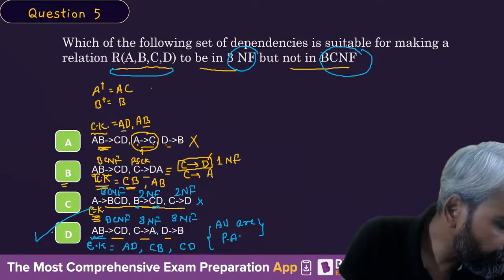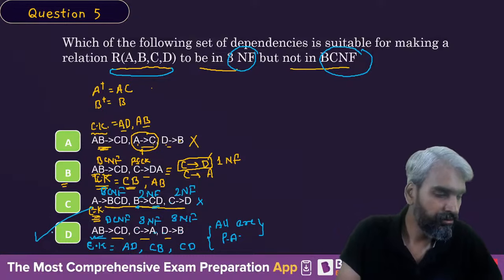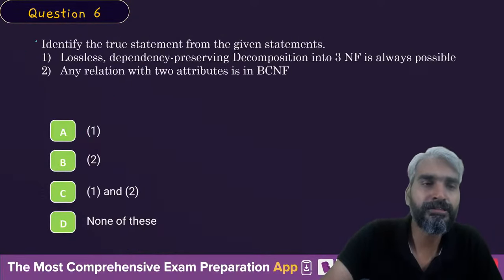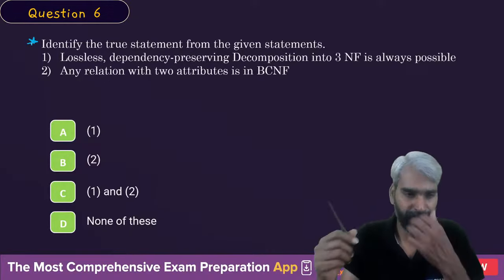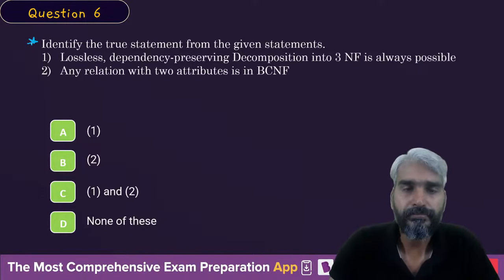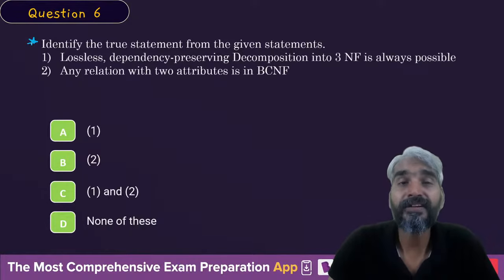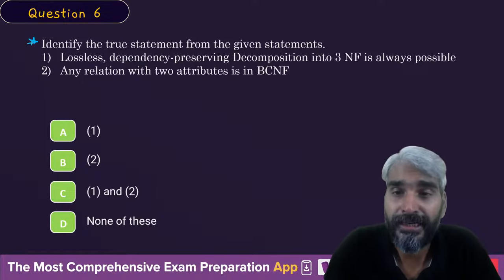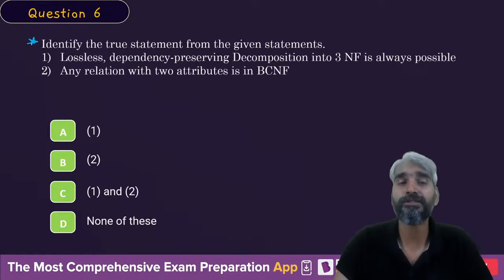Nallam, you didn't let me know about your doubt. Okay, what about question number 6? What is the answer? Identify the true statement from the given statements. It says lossless and dependency preserving decomposition into 3NF is always possible. Yes or no?